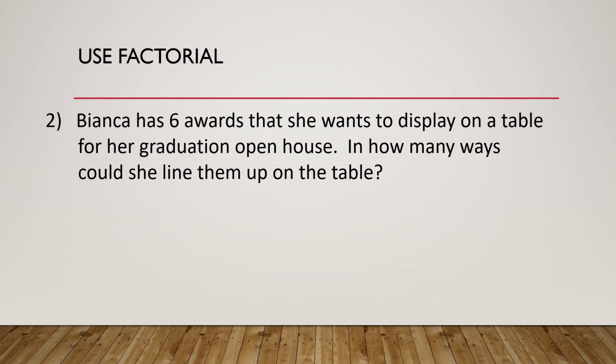For number 2, use your factorial. So Bianca has 6 awards that she wants to display on a table for her graduation open house. And how many ways could she line them up on the table? So when you're talking about awards, you obviously can't repeat any. Like you're not going to get the same award every single time. Your awards would say like, okay, if you won MVP 3 years in a row, they're not the same award.